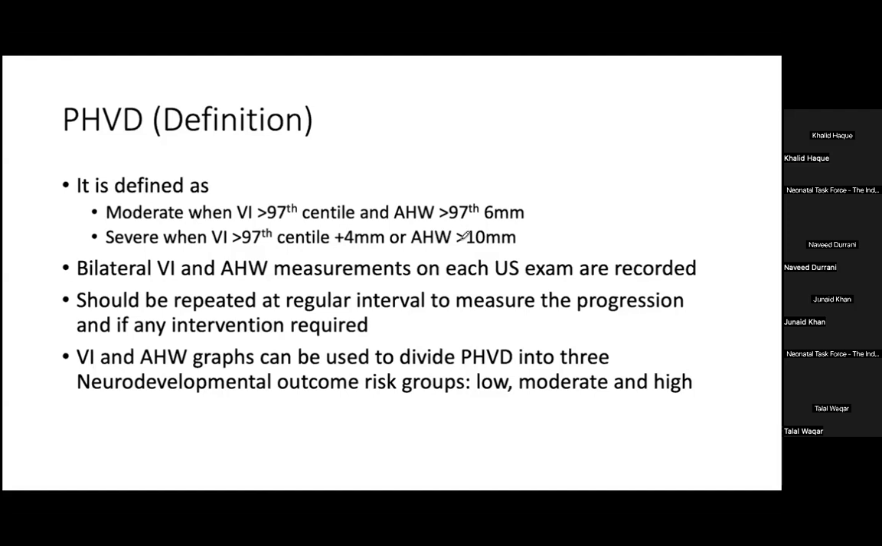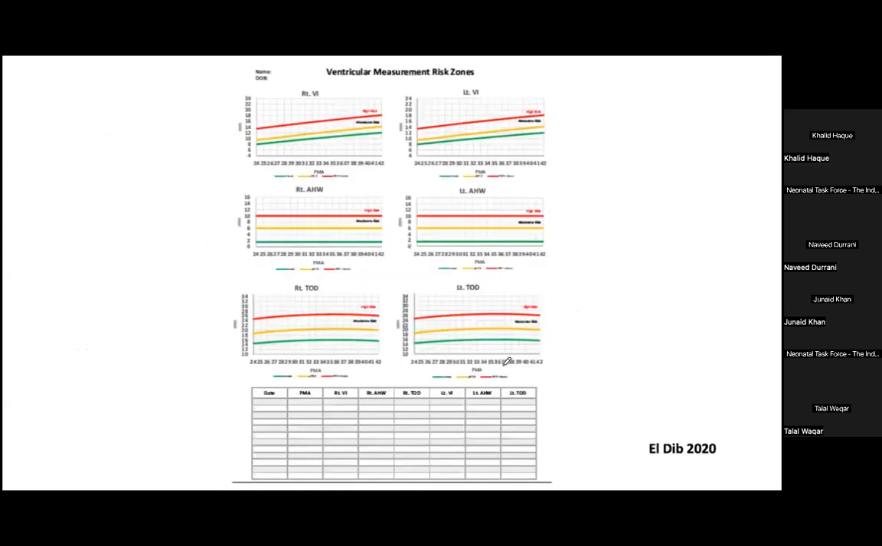A single measurement doesn't carry any value, so we have to measure both sides and on serial ultrasounds to look for progression and any intervention required based on these measurements. And once you have done these measurements, there are graphs which divide the post-hemorrhagic ventricular dilatation into 3 categories to look for the outcome of these babies: low, moderate, and high. So this is an article published by Dr. Aldeeb in 2020, in which he mentioned these.